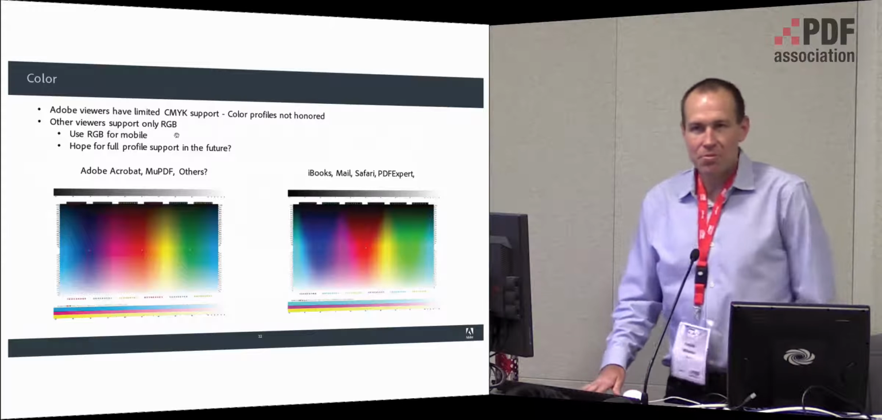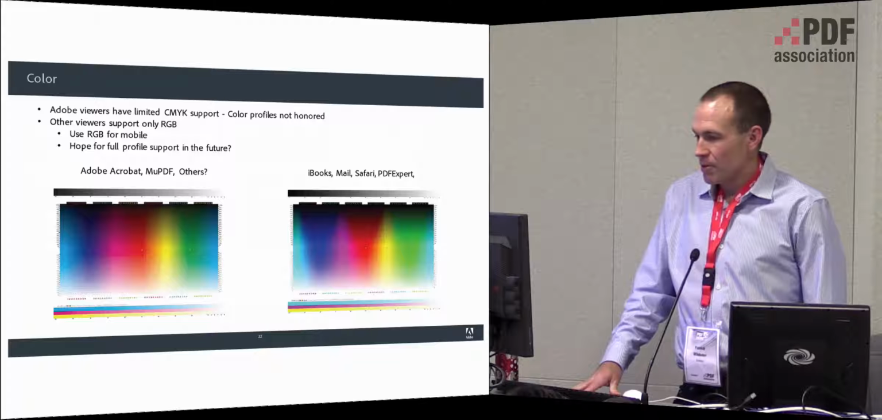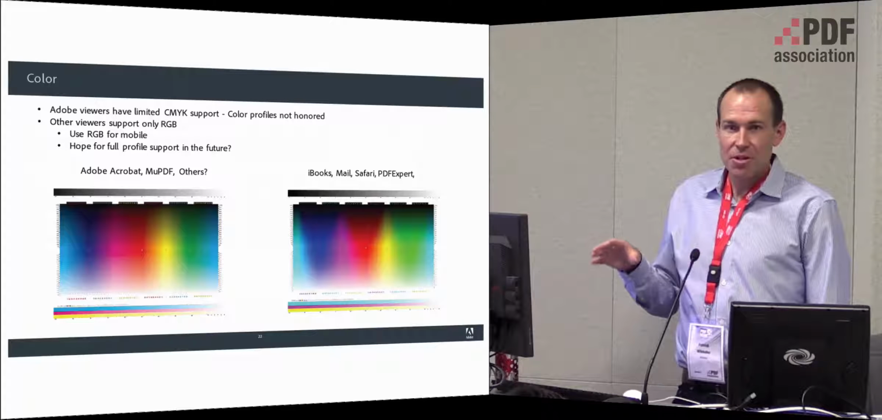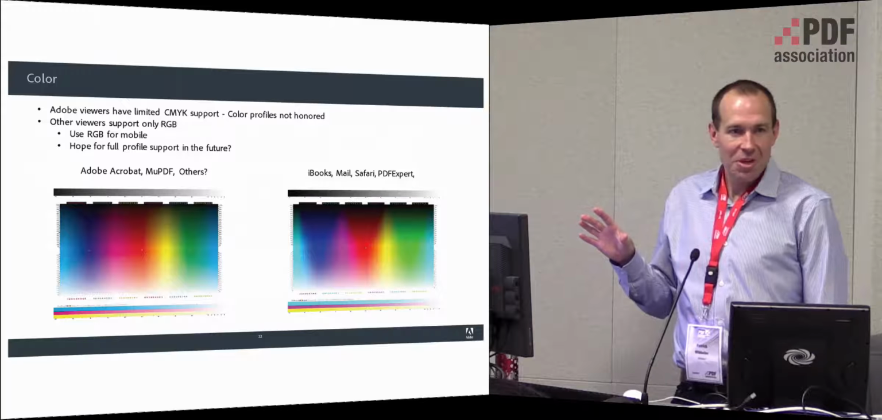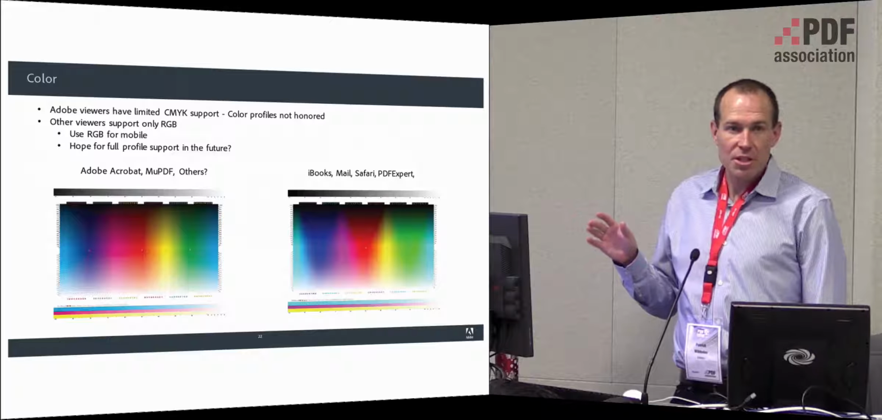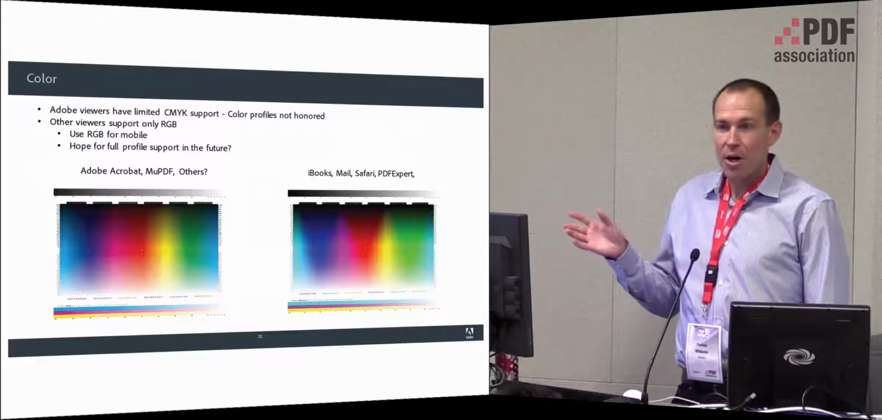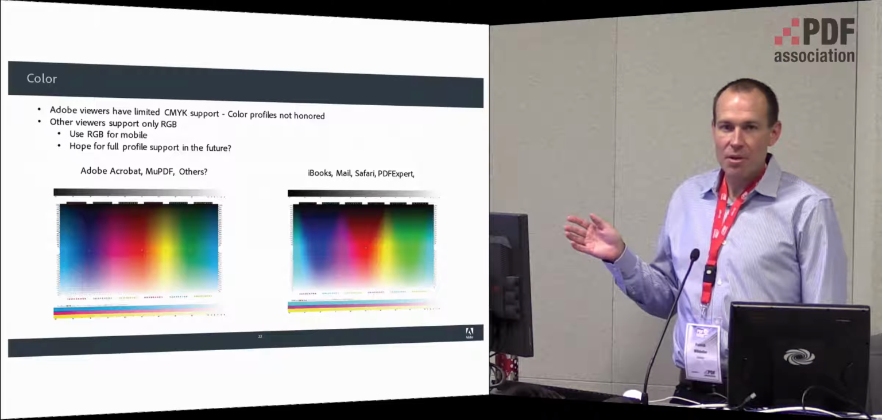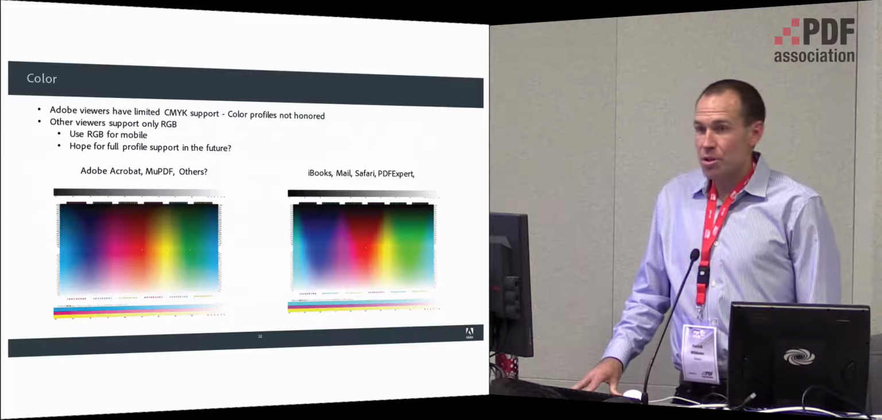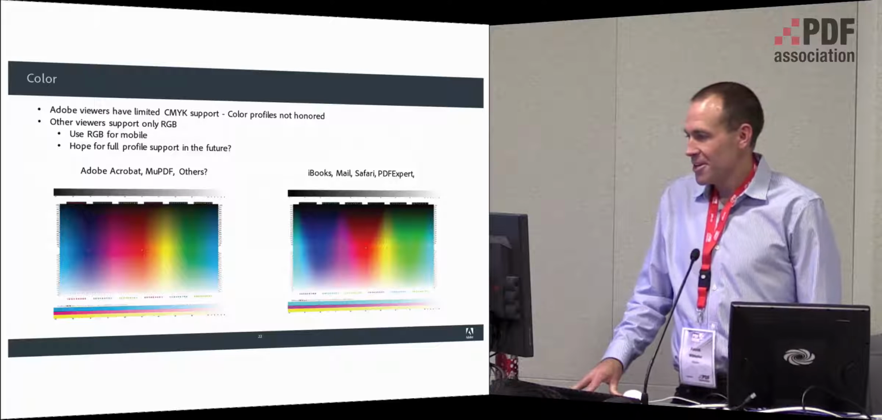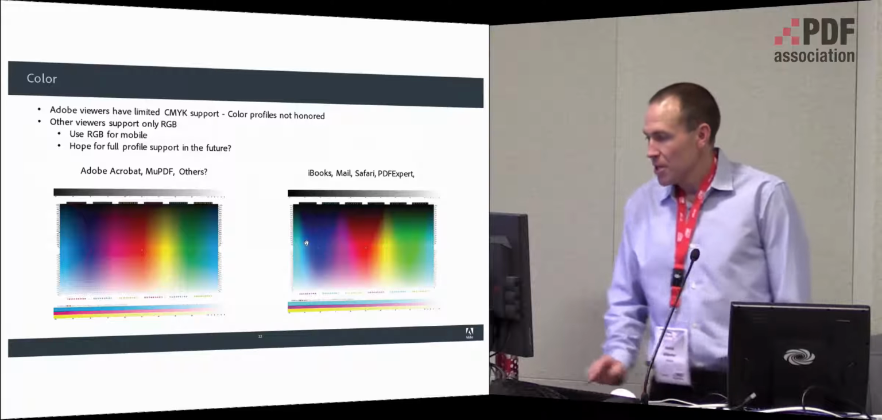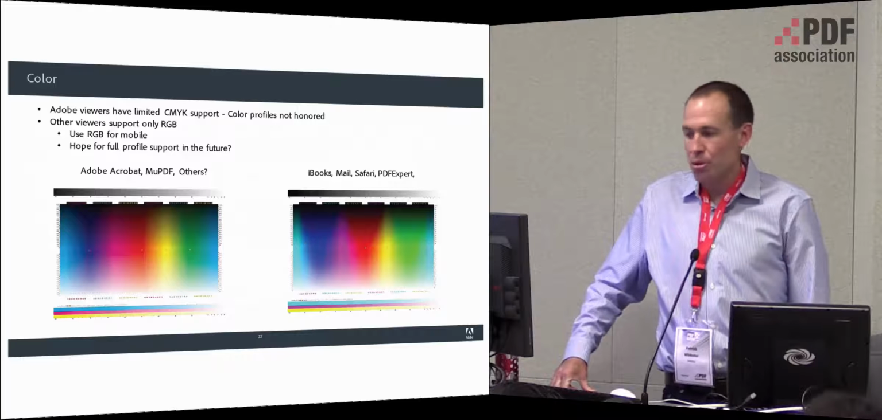So jumping to color, I mentioned this earlier. You can't really see it very well on the screen, but my best advice is if you want a PDF on mobile, use RGB. Because most don't support color profiles at all. The Adobe viewers have limited CMYK support. It's not a profile. What we do is we have a table embedded in the viewer that we just use to look up which colors we should display when we see CMYK. And this actually doesn't do a very good job. Actually, you can kind of see it over here on the edge, especially in these cyans. But a PDF that's in CMYK looks really awful on most mobile viewers.